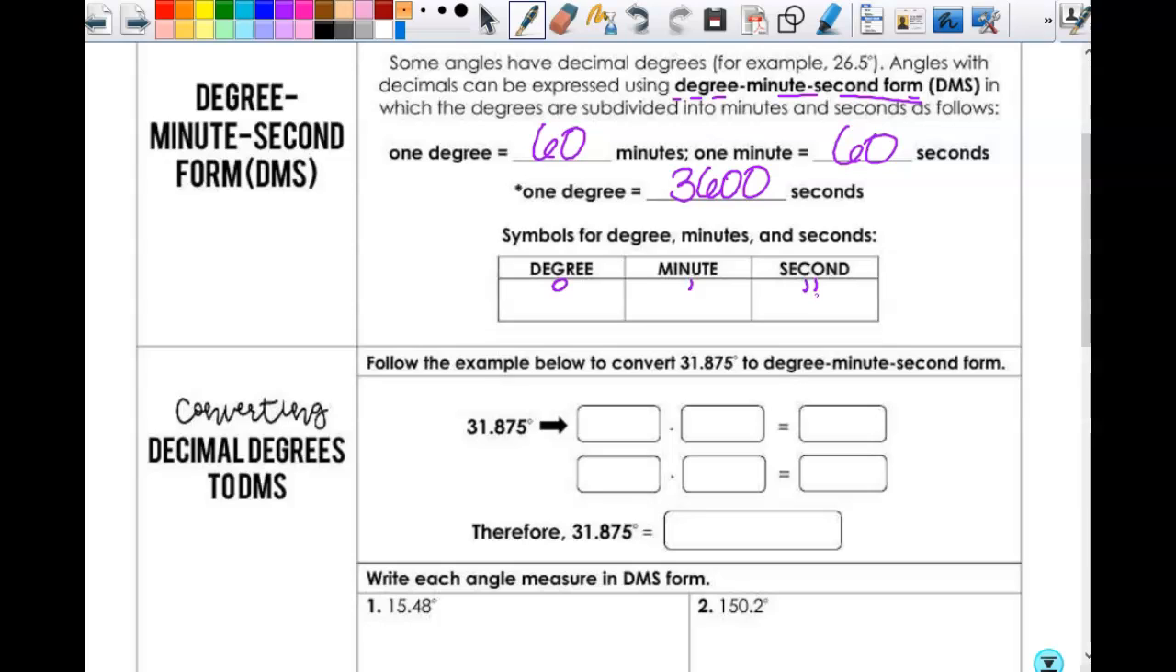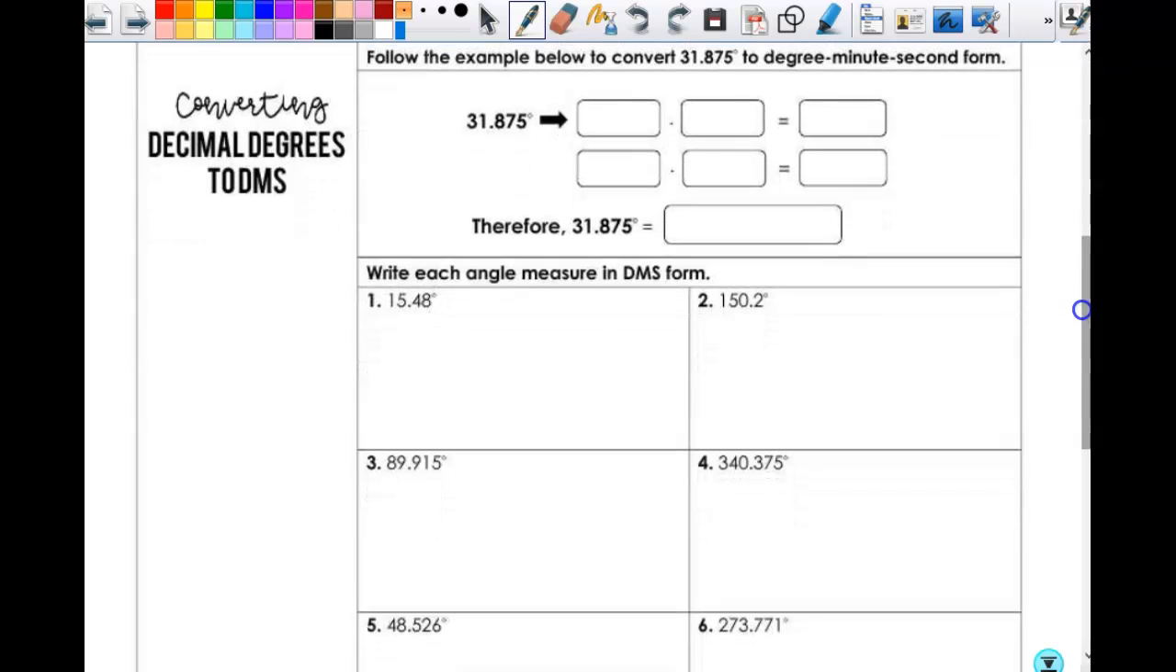So what else do we use for the apostrophe and the quotes? What else does this denote? Feet and inches. Good. Feet and inches, which this is not, but that's just also the little notation there. Okay, so here's how we would convert this.